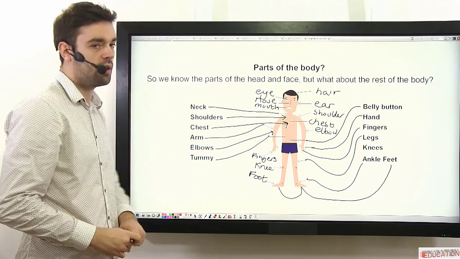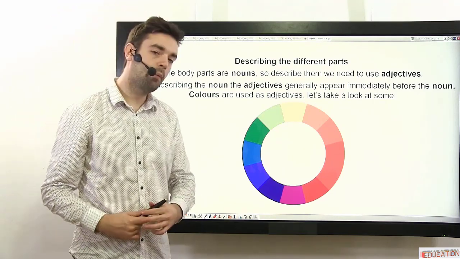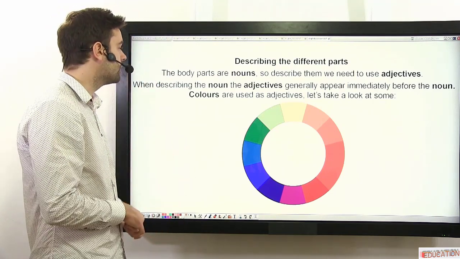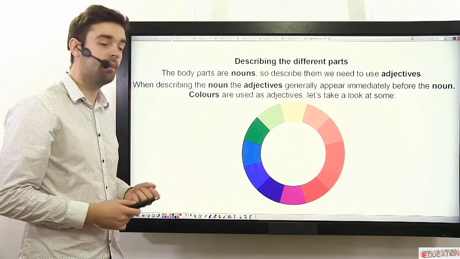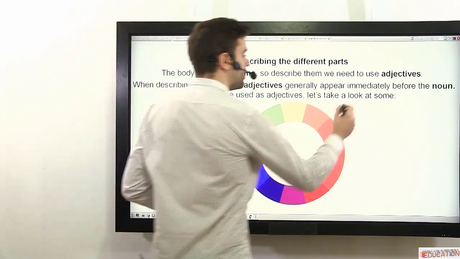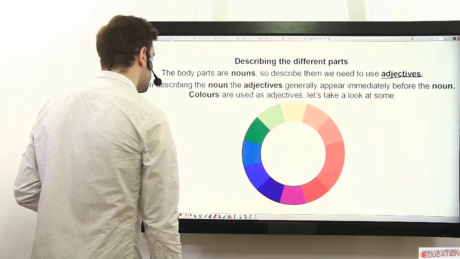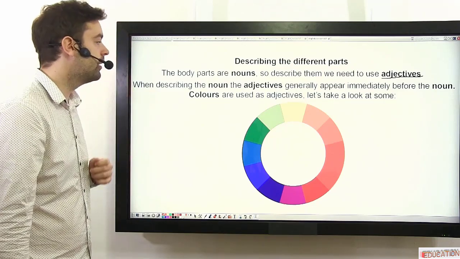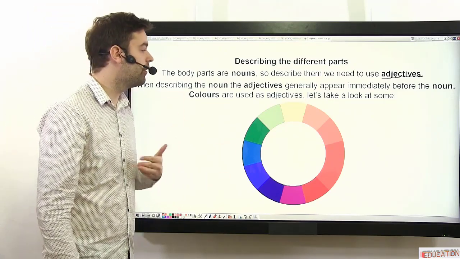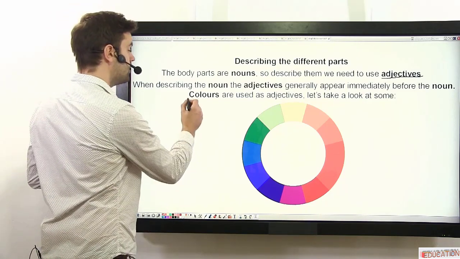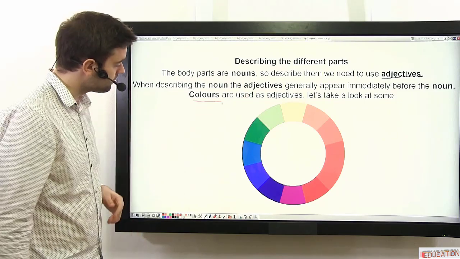So that's a lot of parts of the body. But we can describe these different parts. The body parts are nouns. So to describe them, we use adjectives. When describing the noun, the adjective generally appears immediately before the noun. Colours can also be used as adjectives. Let's take a look at some.